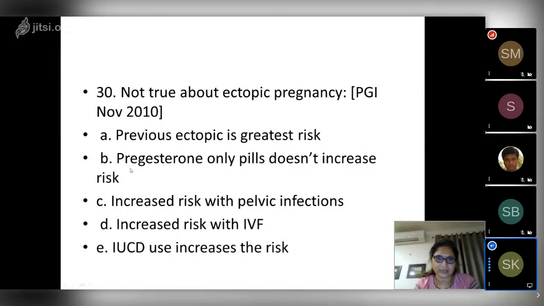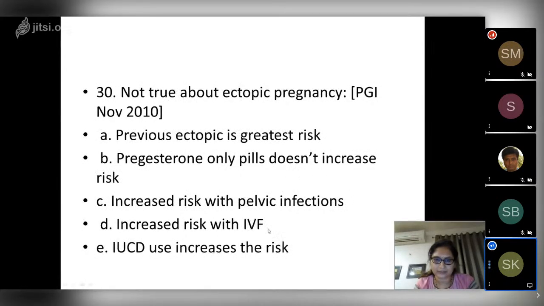See, this question is very tricky here. They have asked not true here, that means false, and then they have put up another negative word here, that is doesn't, just to confuse you. So what you should do in that case is look at the other options. Increased risk with pelvic infections, yes or no? Yes, that's a true statement, is it not? So with pelvic infections, the risk of ectopic definitely increases.